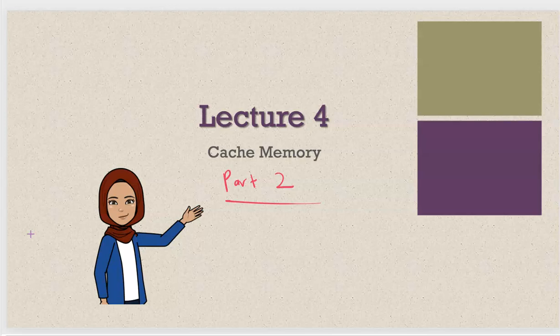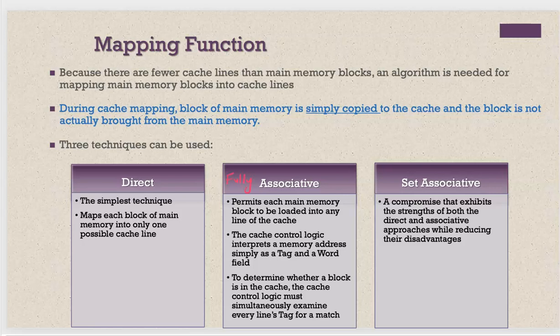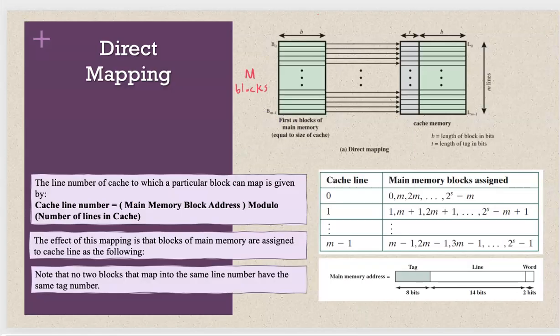So we are going to continue on our lecture 4, or chapter 4, which is on cache memory, and this is going to be part number 2. Briefly, I have told you that we have 3 types of mapping function for the cache. The first one is direct mapping, and then we have fully associative mapping. Sometimes we call it associative, but to distinguish it from the third mapping, we call it fully associative, and the third one is called set associative. So let's talk about the direct mapping.